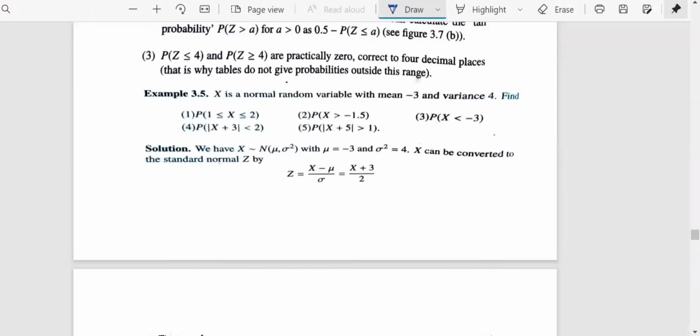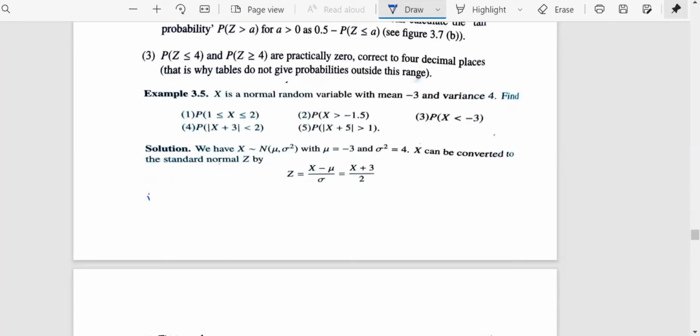Suppose x is a normal random variable with mean equal to -3 and variance 4. Find the probability that x is between 1 and 2, the probability of x greater than -1.5, the probability of x less than -3, the probability of mod x plus 3 less than 2, and the probability of mod x plus 5 greater than 1.